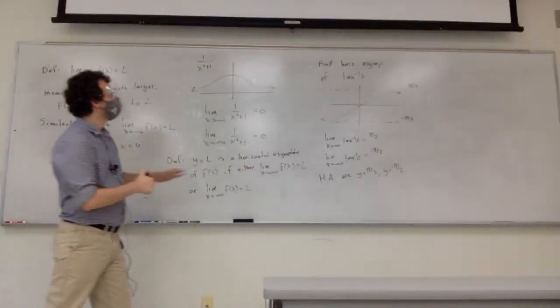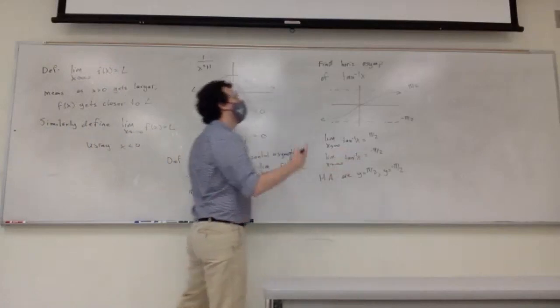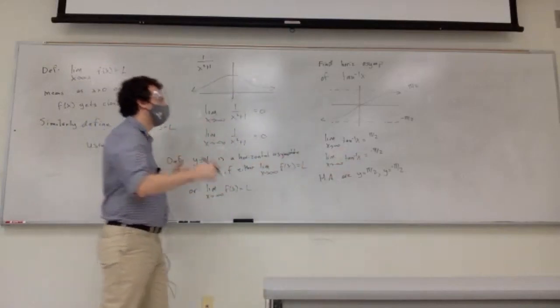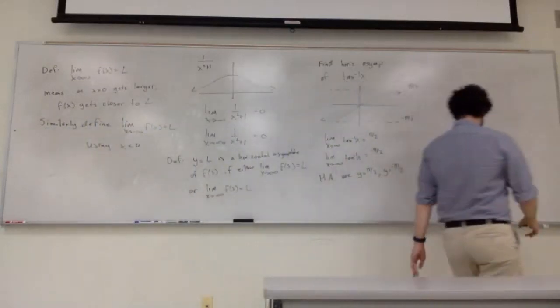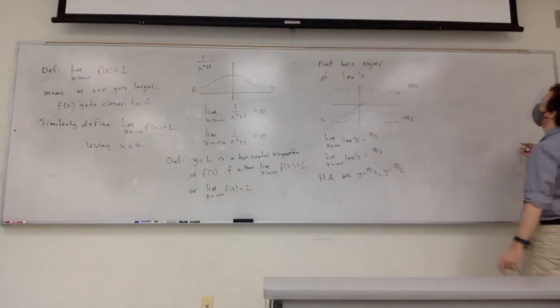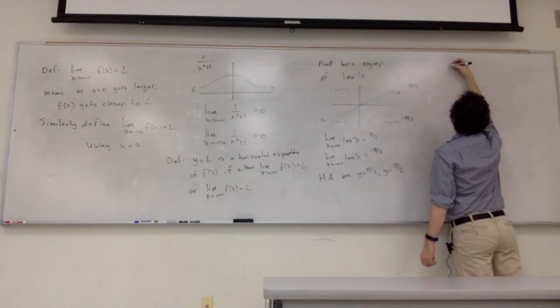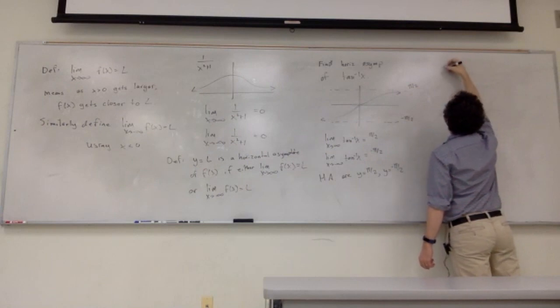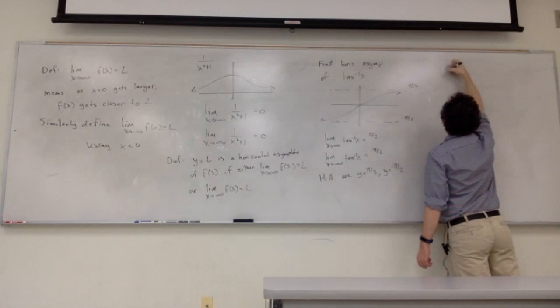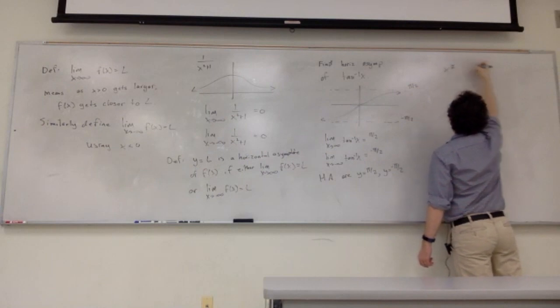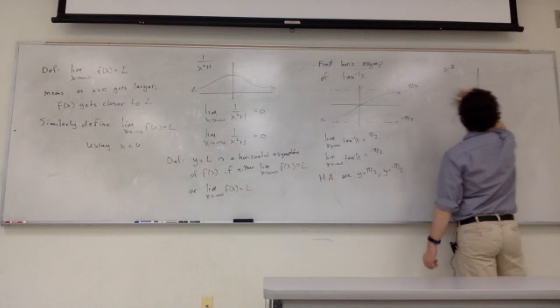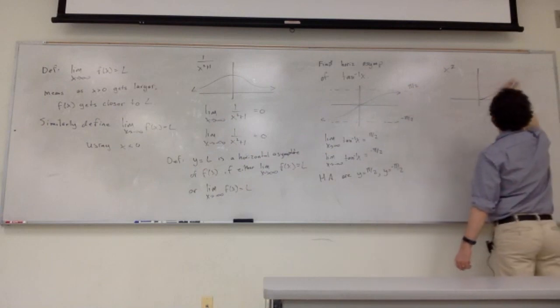So we can have one asymptote, we can have two asymptotes, but we don't have to have any even. For instance, what about x squared, our basic parabola?